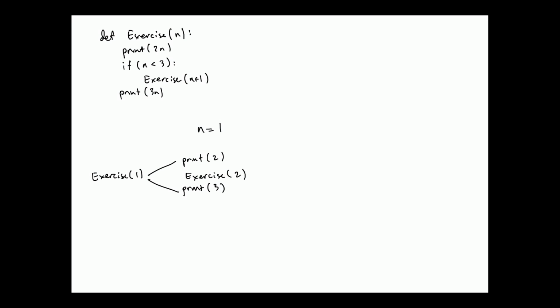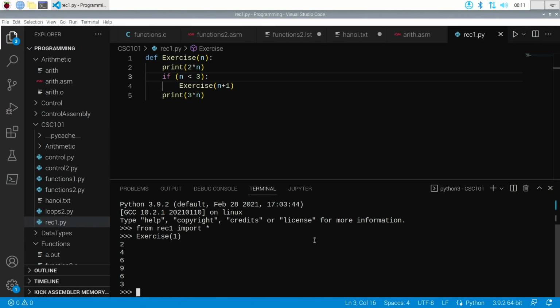Okay, so what this should explain is what was our sequence of things that got printed? In fact, let me just switch over and copy that down. It was 2, 4, 6, 9, 6, 3.